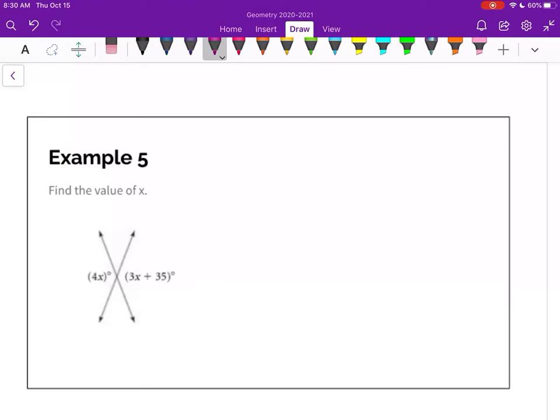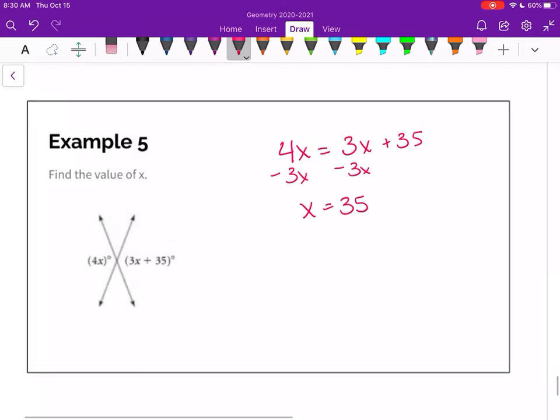And example 5, last example of the day. Find the value of x. Well, these are vertical angles, and we just proved that vertical angles are congruent. So I can say 4x equals 3x plus 35. Subtract 3x from both sides, and I get x equals 35. Now, it's not x equals 35 degrees because x isn't an angle. X is a variable that represents part of the angle measure.